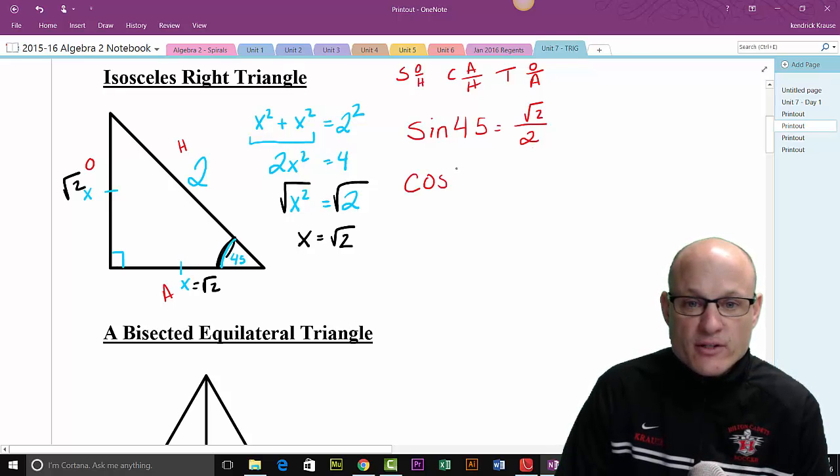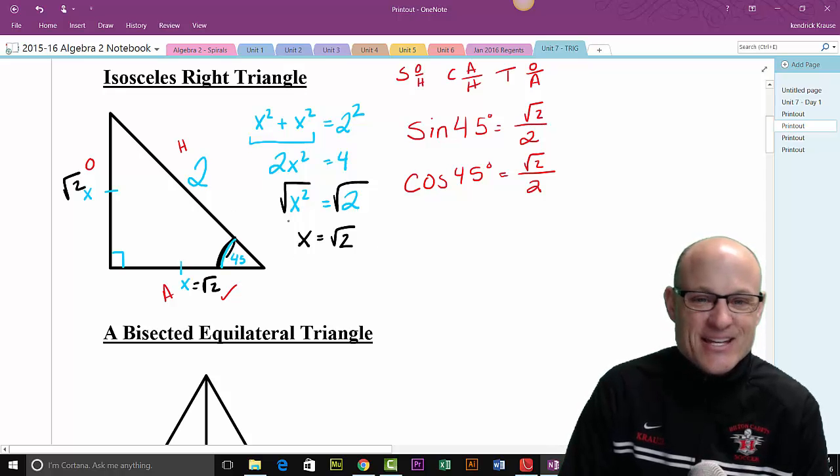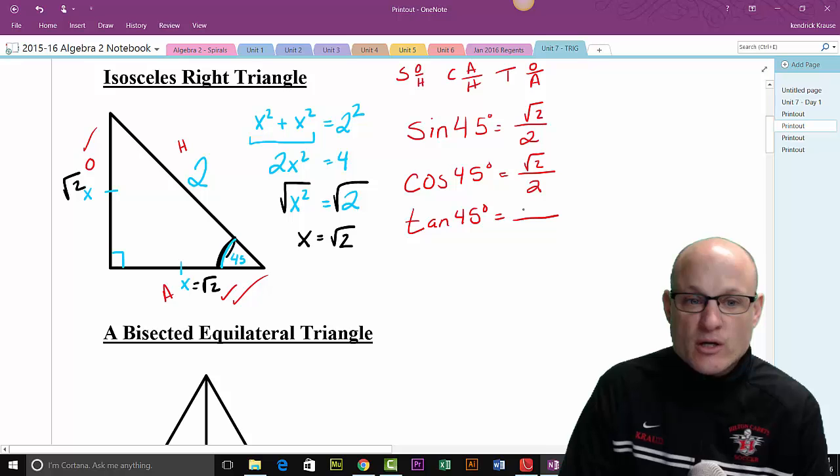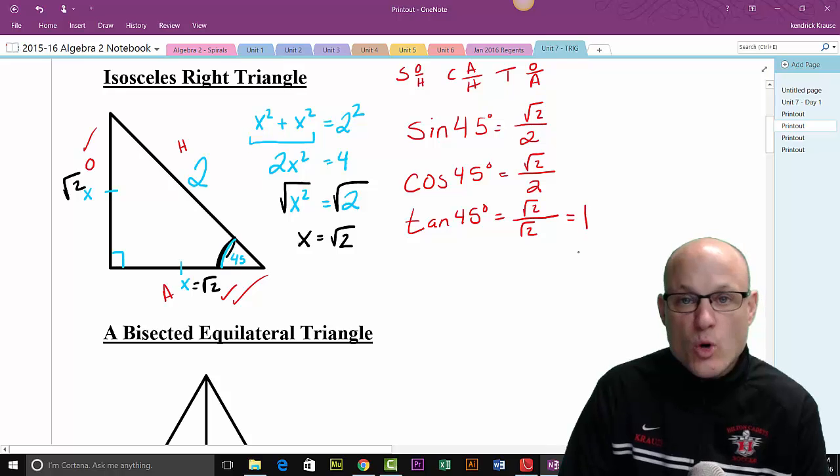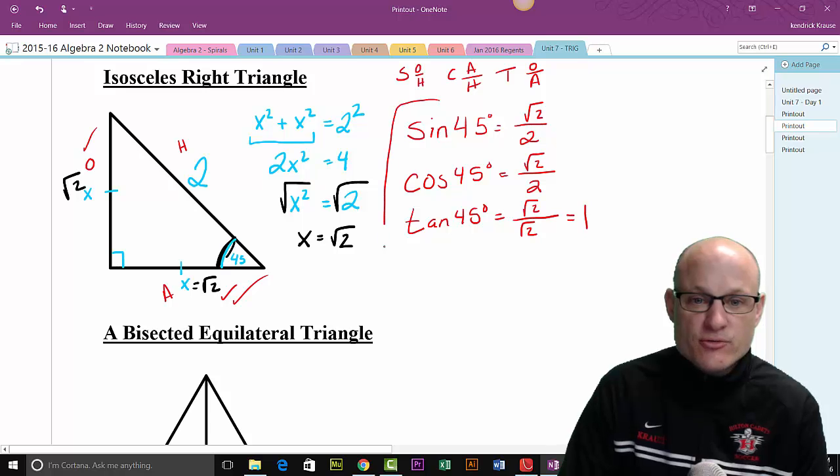Cosine of 45 degrees, which is adjacent over hypotenuse, and adjacent is, excuse me, the square root of 2, and the hypotenuse is 2. And then tangent of 45 degrees is equal to the ratio of sine over cosine, or opposite over adjacent, which is the square root of 2 over the square root of 2, which is just equal to 1. So those are your 3 main trig functions.